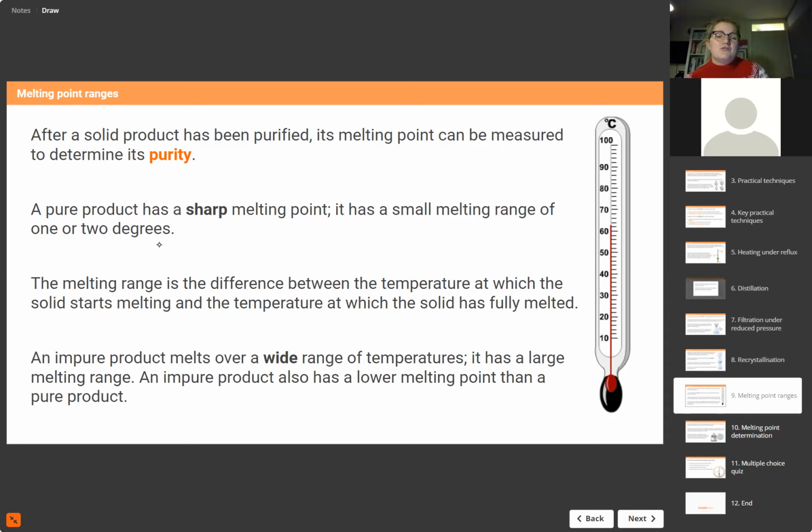An impure product melts over a wide range of temperatures. So actually it's probably showing us that we've got something that maybe melts a bit sooner or a bit later, because of how long it would take to heat something up, but something that melts at a lower or higher temperature. An impure product also has a lower melting point than a pure product. So that's always really important to remember.